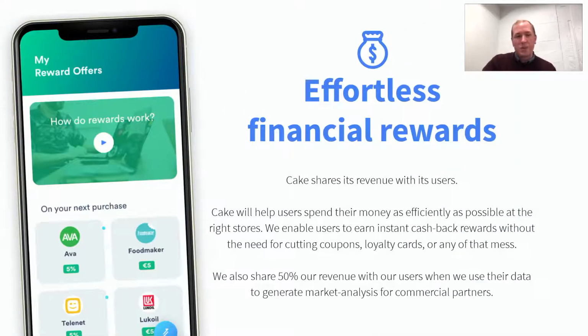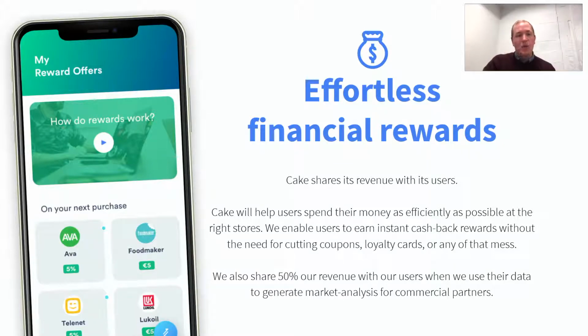the user's experience. Something completely different that we do is also we reward our users for giving their data to Cake. So if you shop at one of our partners and we see the transaction in Cake, we immediately match that and we give you cash back without cutting any coupons, without having to use any loyalty cards or whatever. We immediately process that and we give you a cash back. This is also something that Cake makes money on.